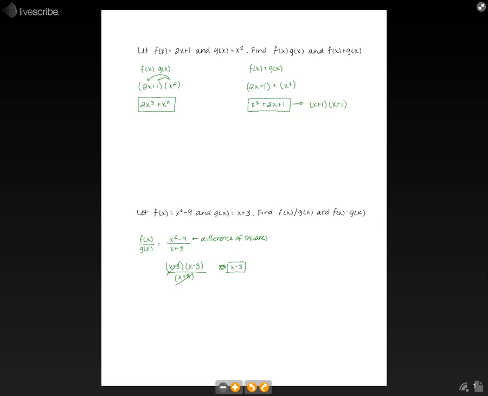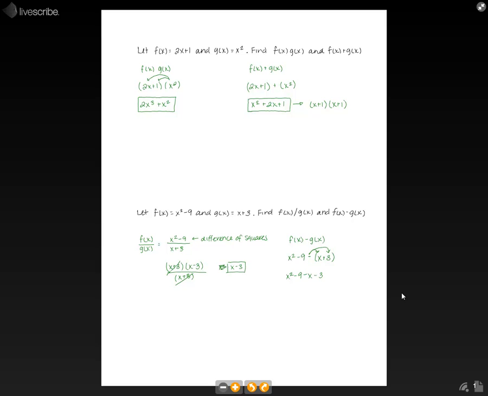Now f(x) minus g(x). What we're going to do is take x squared minus 9 and subtract x plus 3. The thing you have to be careful of here is, first of all, to remember to put the parentheses. That means the first thing we need to do is distribute this negative sign inside these parentheses. So this is going to turn into x squared minus 9 minus x minus 3.